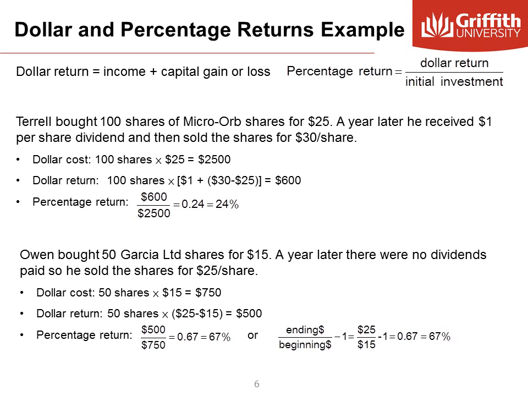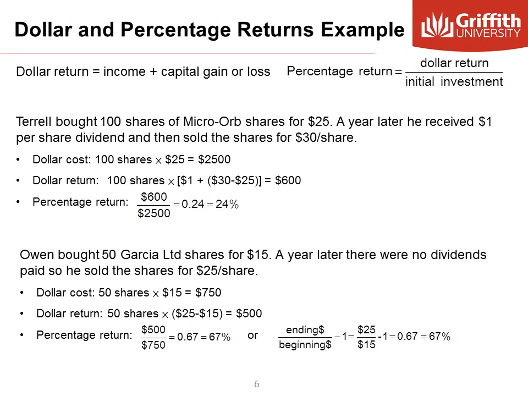On the other hand, Owen bought 50 Garcia Limited shares for $15. A year later, there were no dividends, and he sold the share for $25 a share. The dollar cost was $750, while the dollar return is based on just the change in value because there were no dividends, so $500. And the percentage return is just the change in value, 500 divided by the original investment, 750. So we can also calculate the percentage return as ending value divided by the beginning value minus 1. That's an easier way, faster way, and we should get the same result.